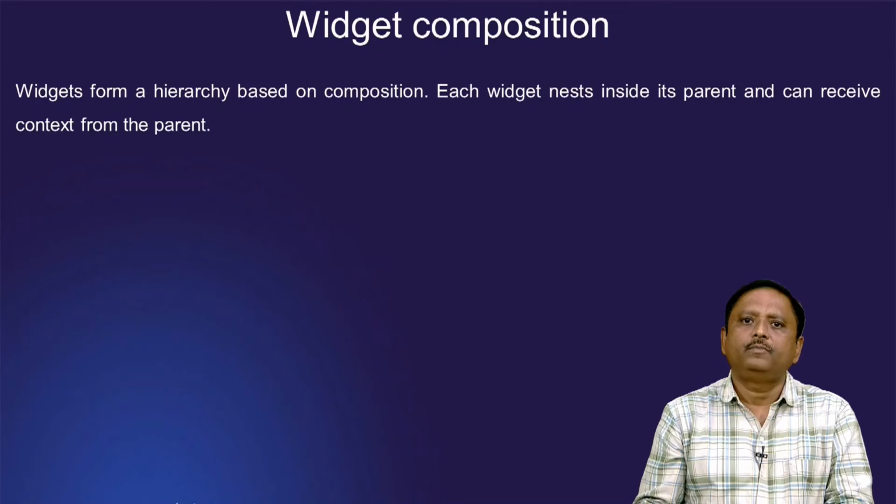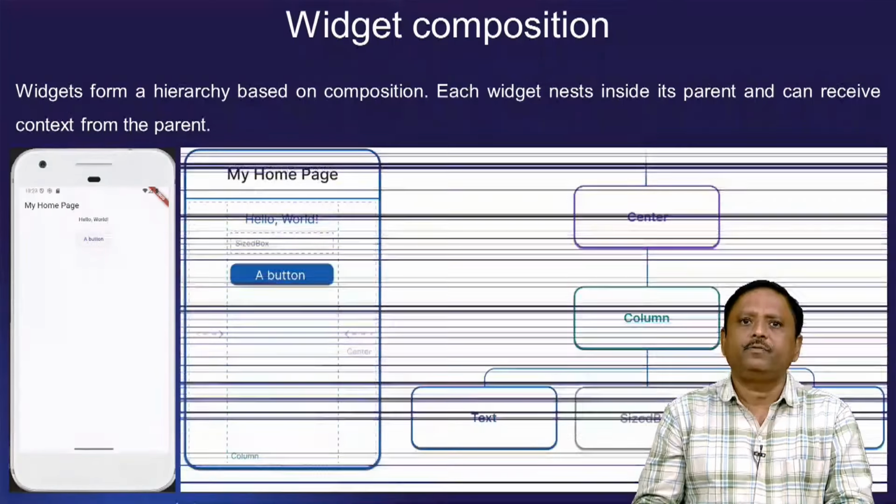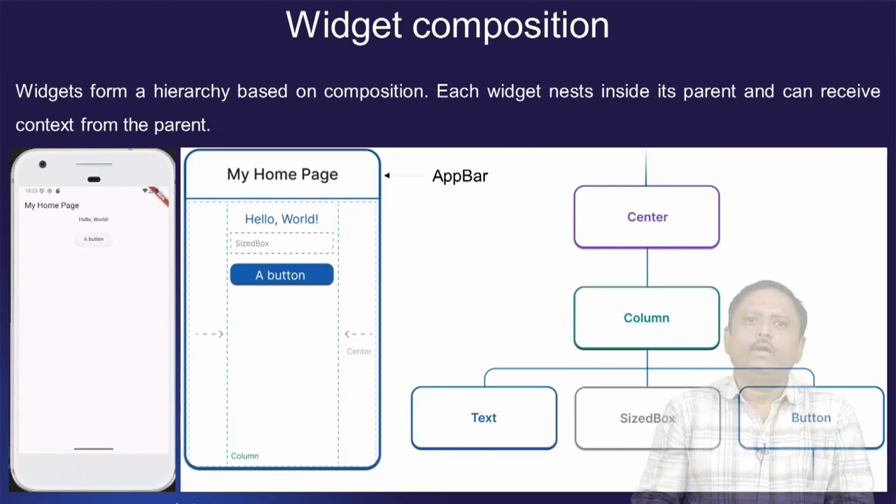The body of the page is also inside scaffold. This hierarchy makes Flutter flexible and powerful. Now in the emulator you can see the actual screen. Now you can see in a layout how the different parts are represented. This my home page is actually the app bar and the rest of the part is called the body.